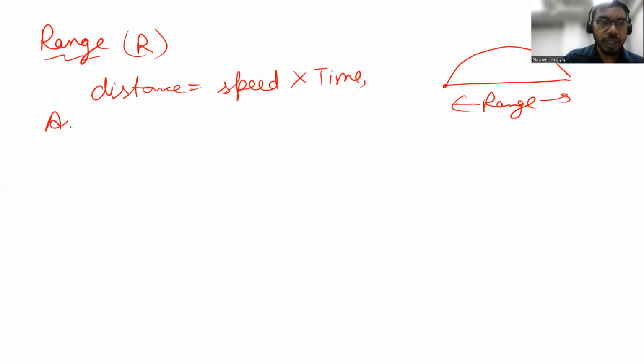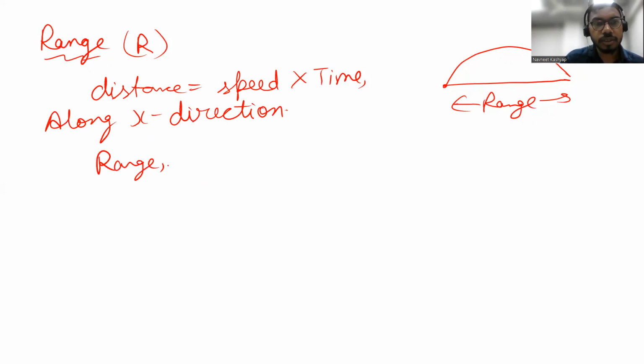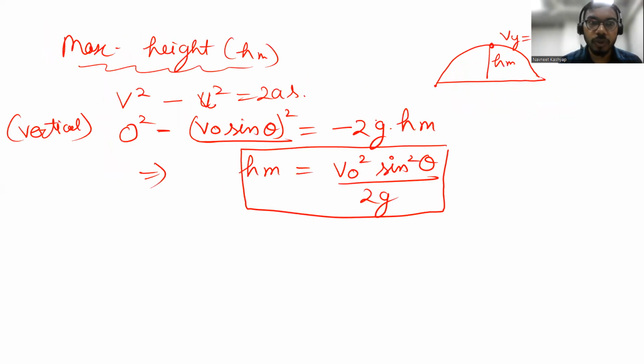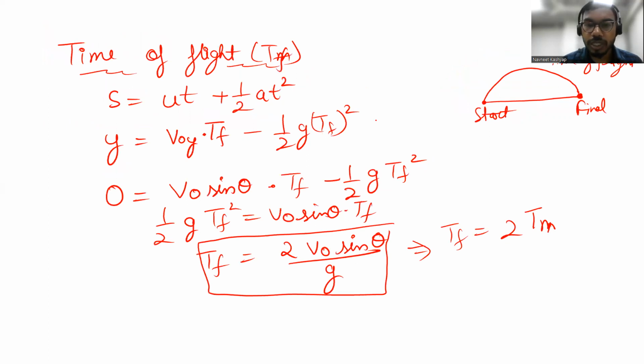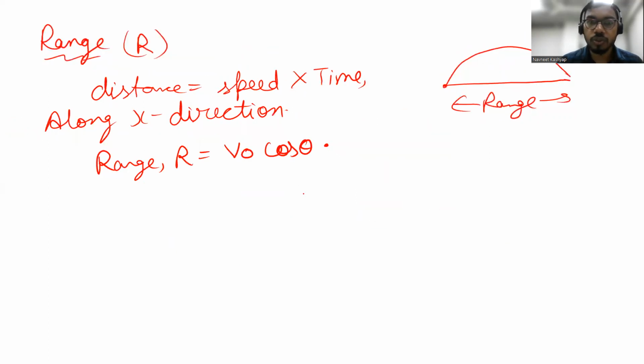So when we do it along the x direction, what do we get? The range R is equal to speed. What is the speed? V naught cos theta, according to the vector resolution, multiplied by time. Time is the total time taken. Now we just found the time of flight, 2 v naught sine theta by g. So we just use that, 2 v naught sine theta by g.